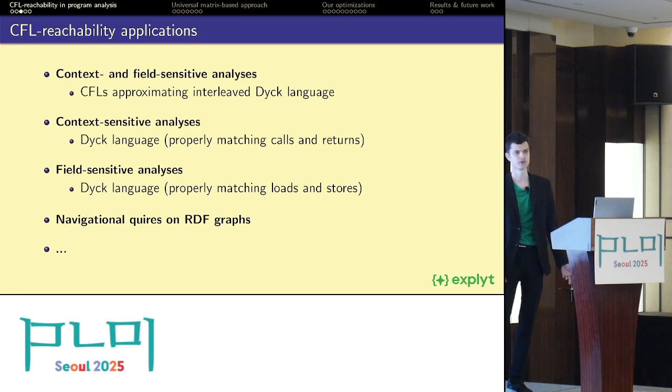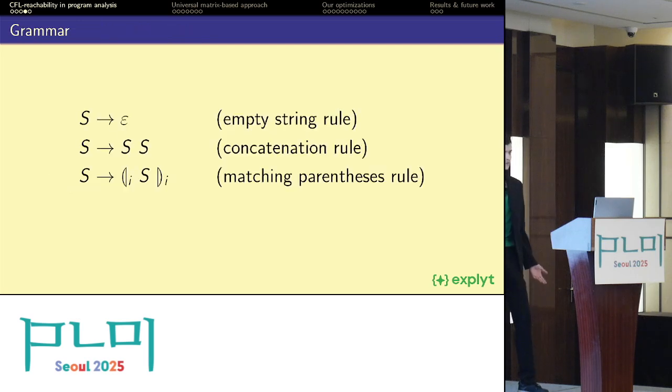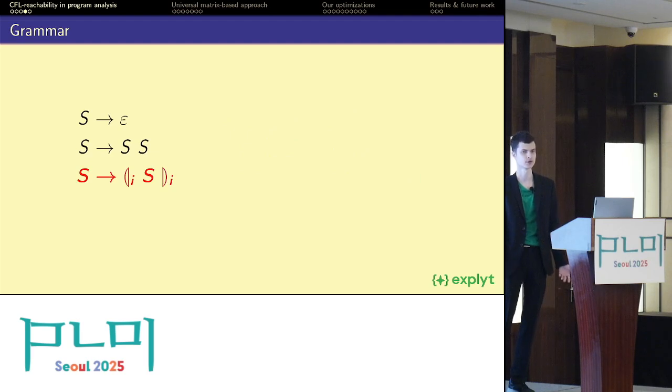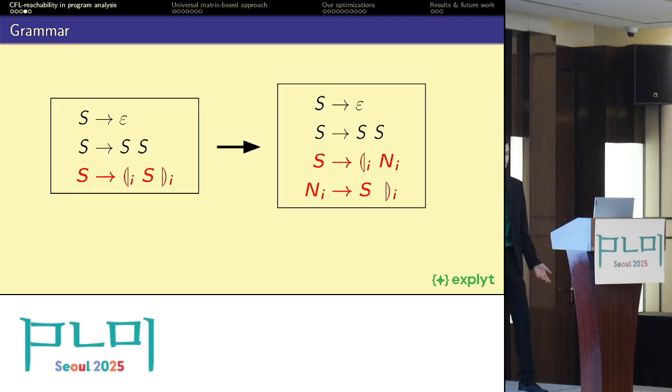For example, if we want an analysis that is both context-sensitive and field-sensitive, we can use various context-free approximations of the interleaved Dyck language. So how do we actually compute CFL reachability? First of all, we receive the path constraints in the form of a context-free grammar. In the case of the Dyck language, the grammar may look like this. Next, we identify the rules that have more than two symbols on the right-hand side. Here it is the third rule, and we simplify such rules. Here we do it by introducing a new symbol called N.